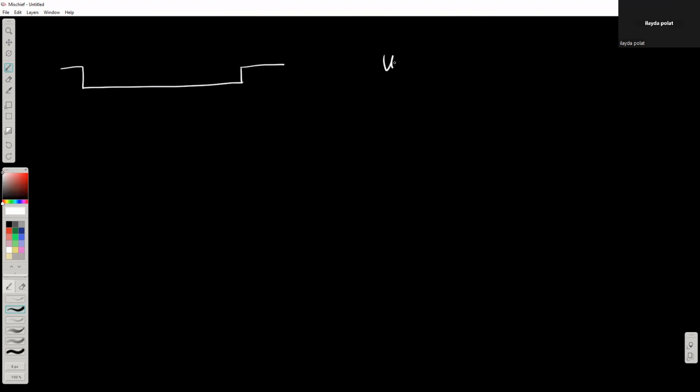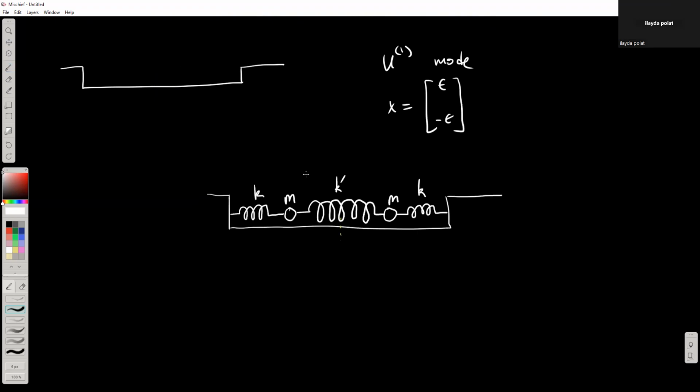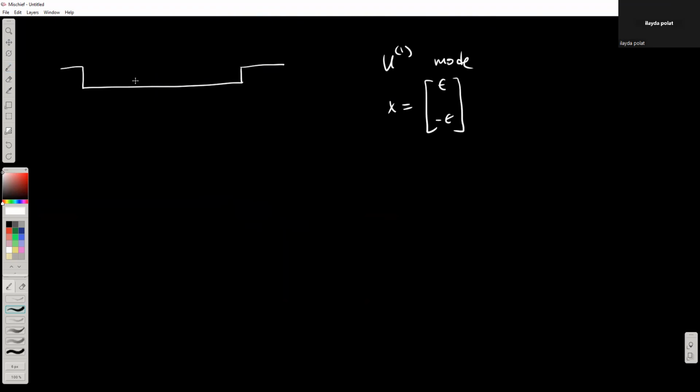So let's just call this the U1 mode. This is the mode where the mode pattern is, let's say, like this: if the first particle is displaced by epsilon, the second particle is displaced by minus epsilon. So let's say that this is our equilibrium position, and that's another equilibrium position. So these are the equilibrium positions.